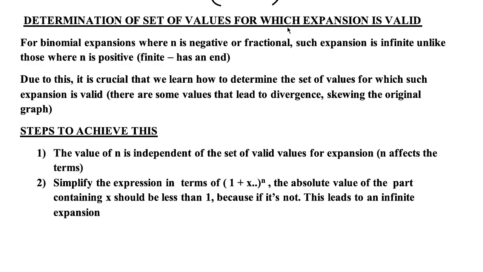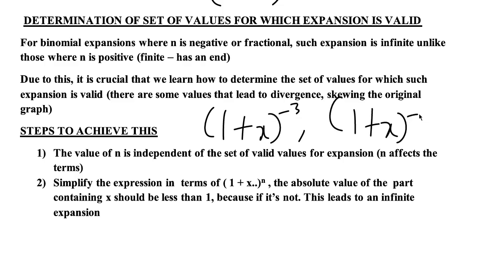1. The value of n is independent of the set of valid values for expansion. That's in the case of fractional and negative expansion. So if we have 1 plus x to the power negative 3 and 1 plus x to the power negative 4, the set of values for which the expansion is valid is independent of the value of what? These powers, this negative 3, this negative 4. It's just that having the knowledge that the powers are negative, you know that such sequences have no end. There are certain values that the expansion would not comply by, right? So it's not the value of n that helps you determine these values, right?